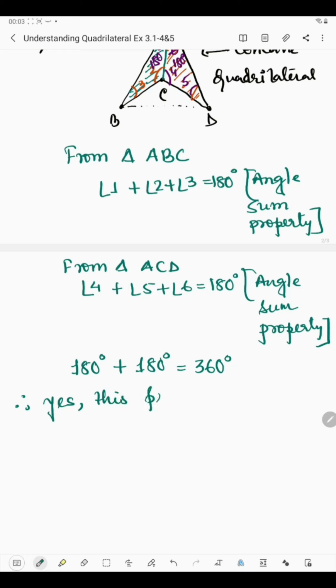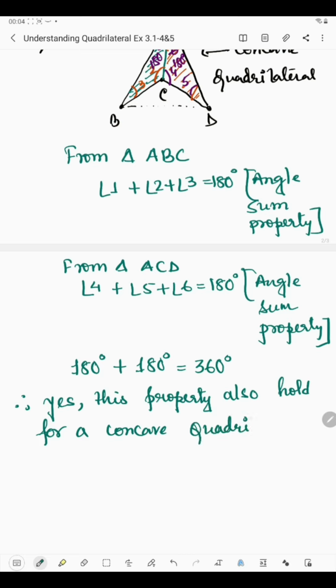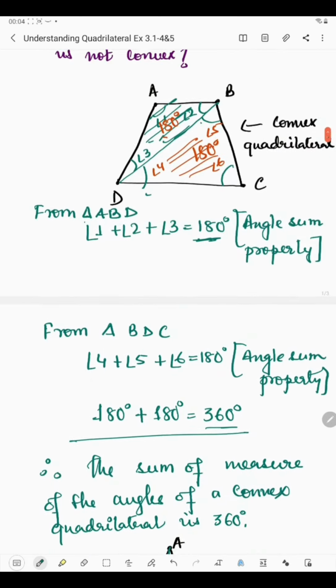This property also holds for a concave polygon, concave quadrilateral. Okay, so this was all about question number 3. Now coming to the next question.